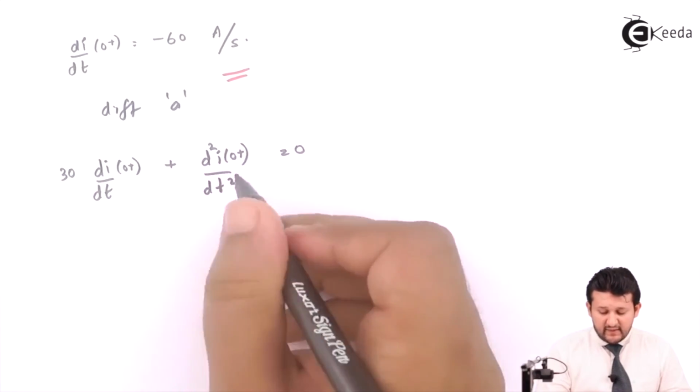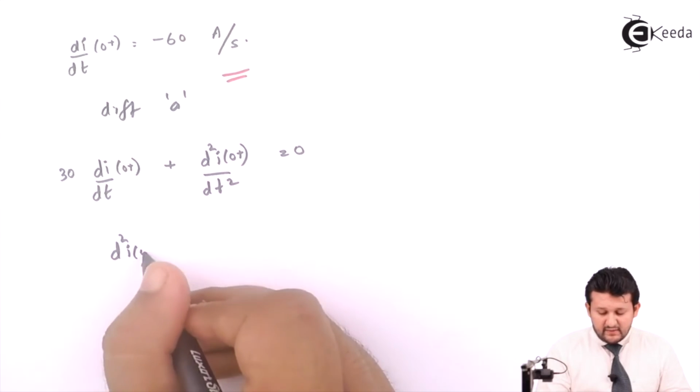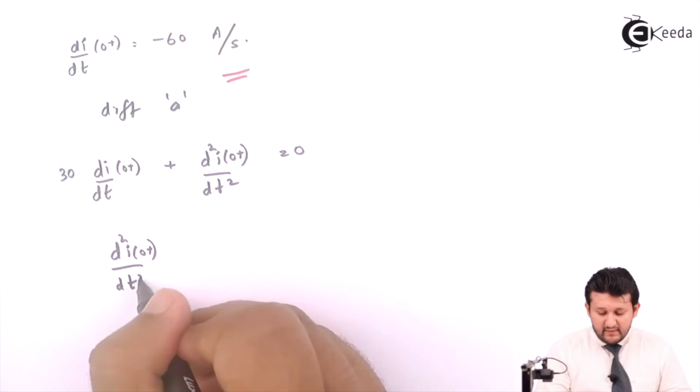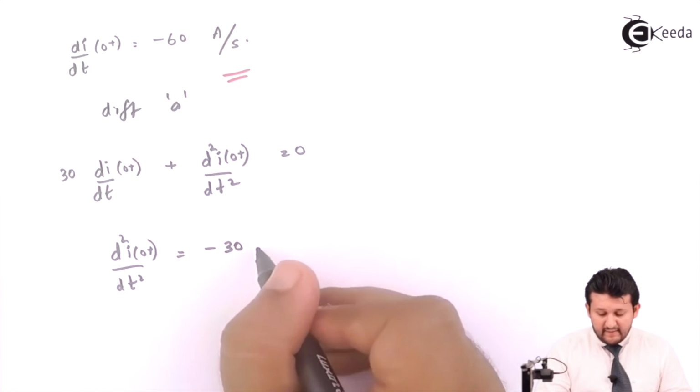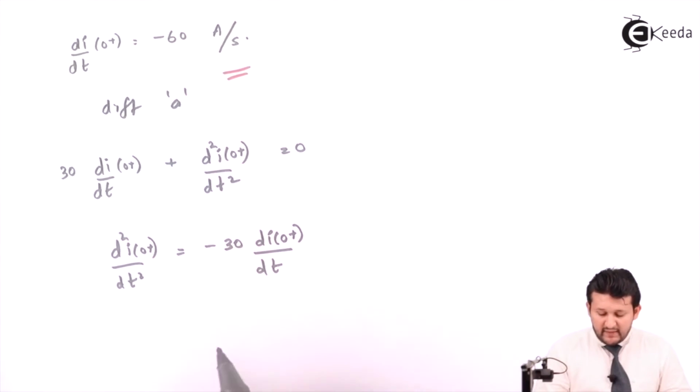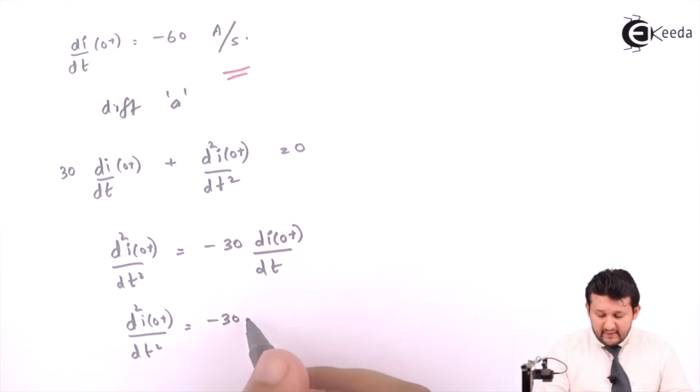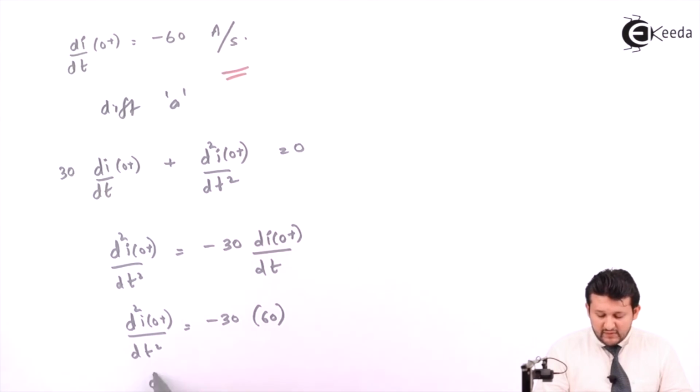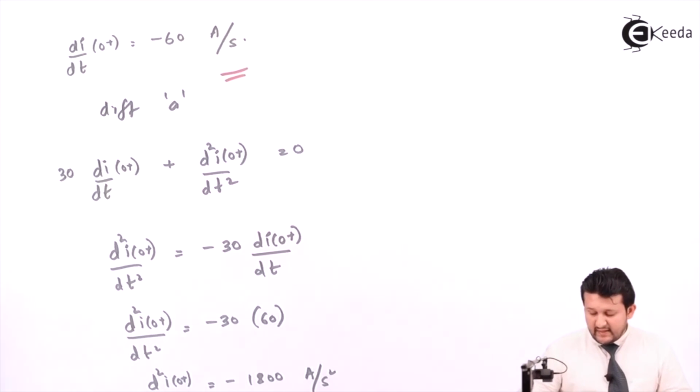So you need to find d square I. So d square I of 0 plus upon dt square will be equal to minus 30 di of 0 plus upon dt. Put the value of di of 0 plus upon dt, it will be minus 30 into 60. So the value which you will be getting for d square I upon dt square will be minus 1800. The unit you get is ampere per second square. So that is the logic you'll be getting.